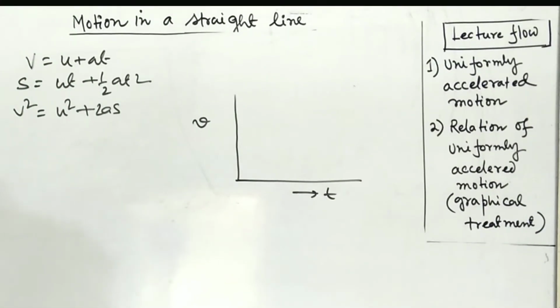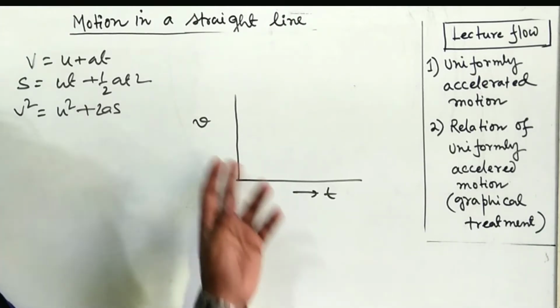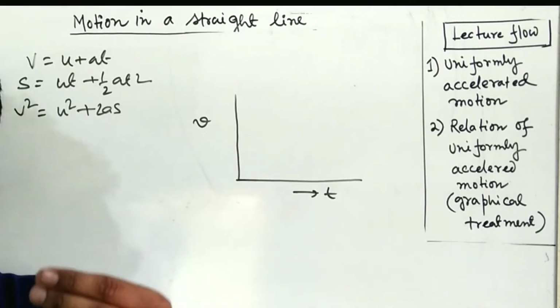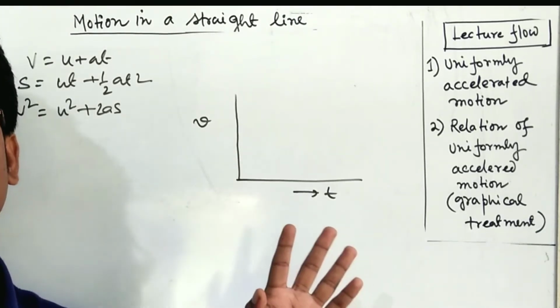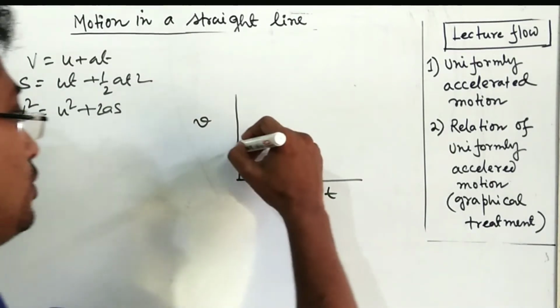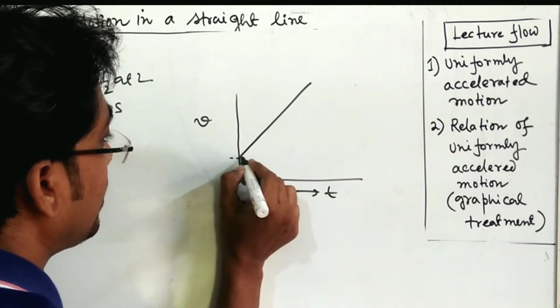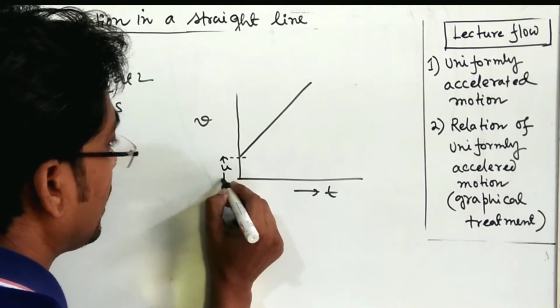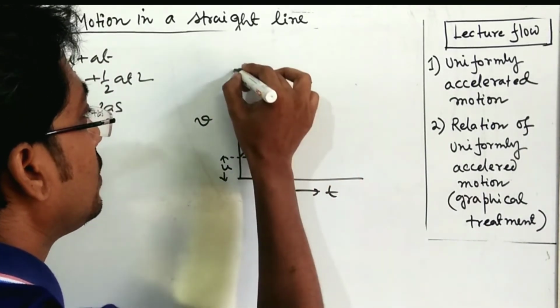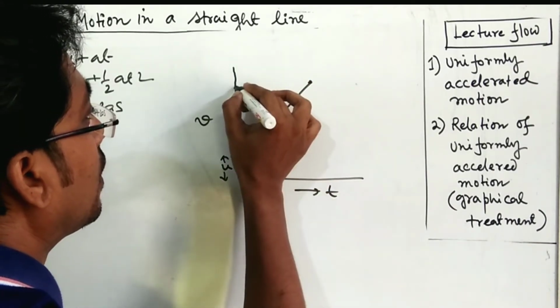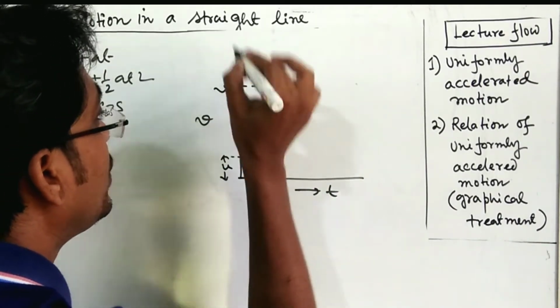So if you do not have an idea about the vt graph of uniform acceleration, then go to the previous video I have posted here. Then it will be like that. That means there is an initial velocity. This is the initial velocity, that is u here, and this is the final velocity, so this is v here.